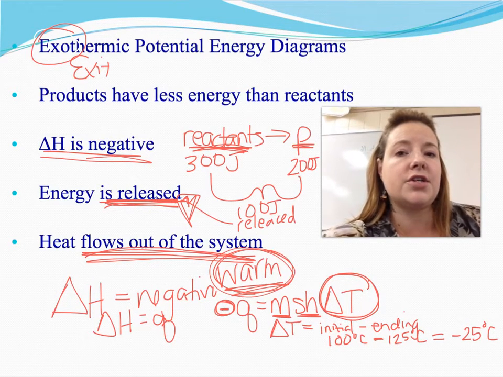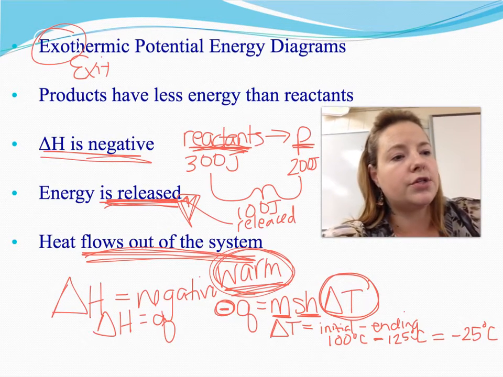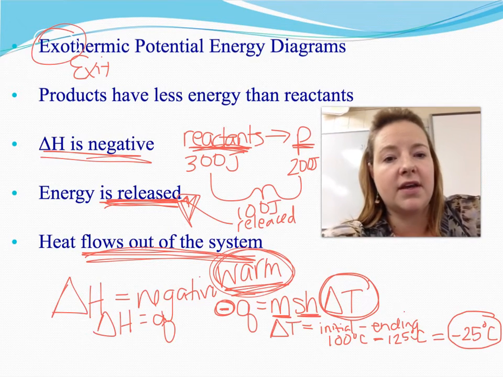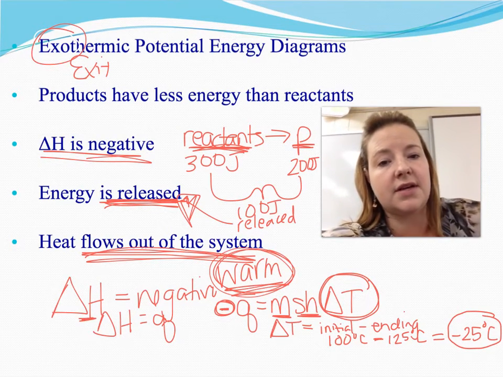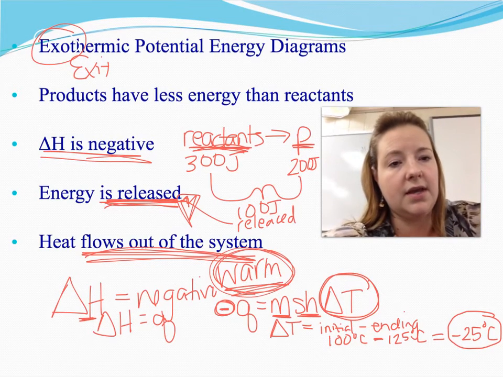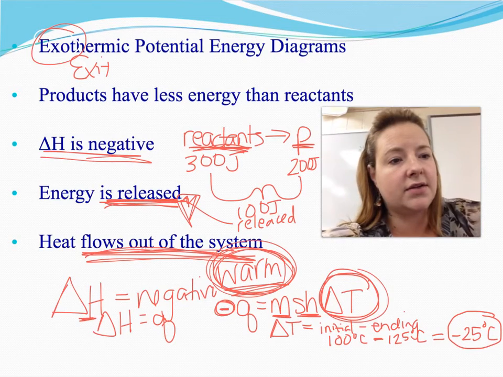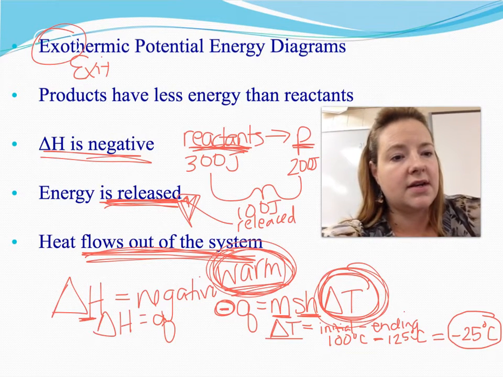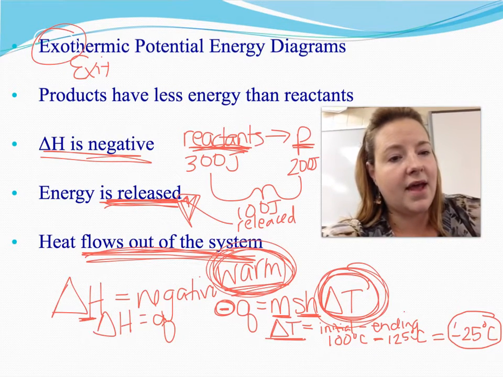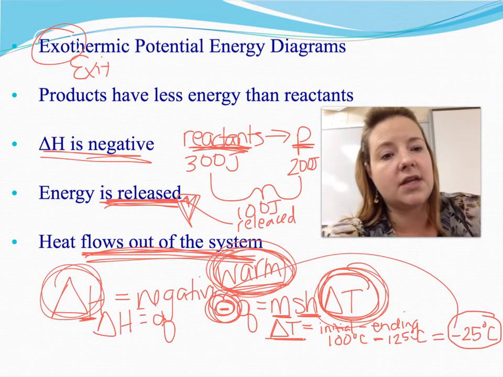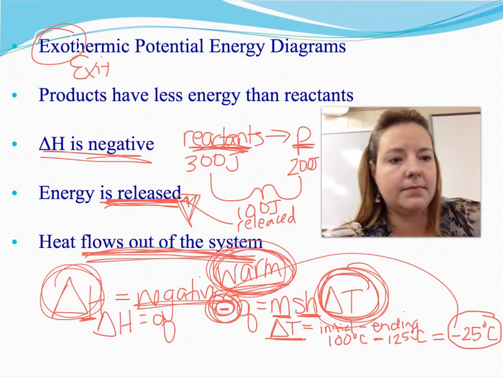Exothermic energy is exiting the system, which means that our change in temperature is what ends up giving us that negative delta H right there. Okay, so heat flows out, we get warm. Our delta T right here is a negative number, and then that ends up providing us with a negative Q, which means delta H is negative.